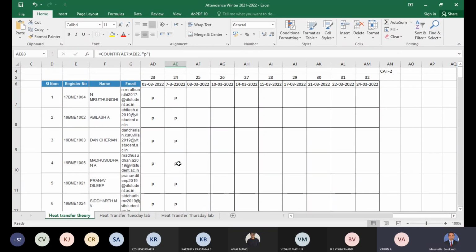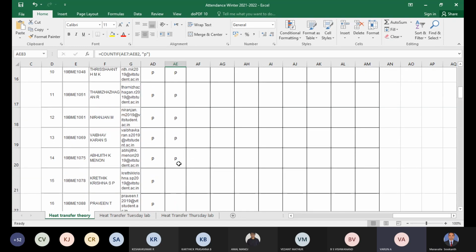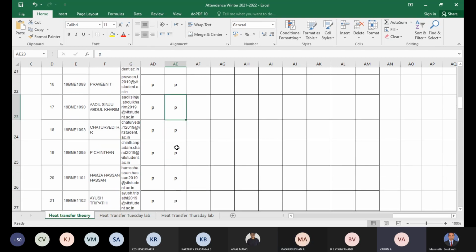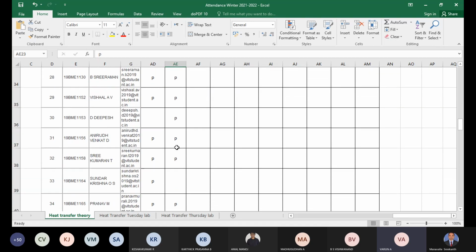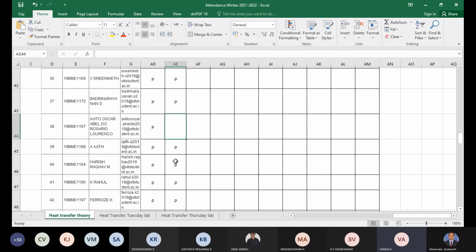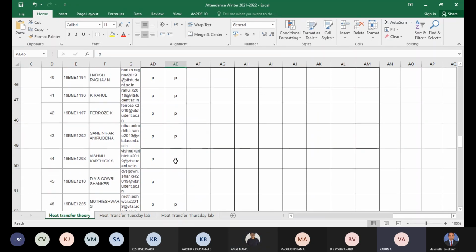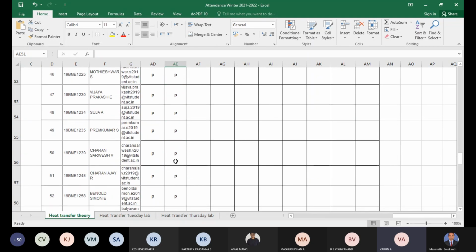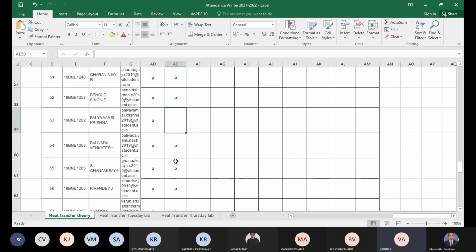All absentees once again. Kritik Krishna, Praveen, Praveen present, sir. Sir, in chat box, sir. Who is that? Sundar Krishna, Present, sir. Avito, Present, sir. Gauri Shankar, Vamsi Krishna, Present, sir.